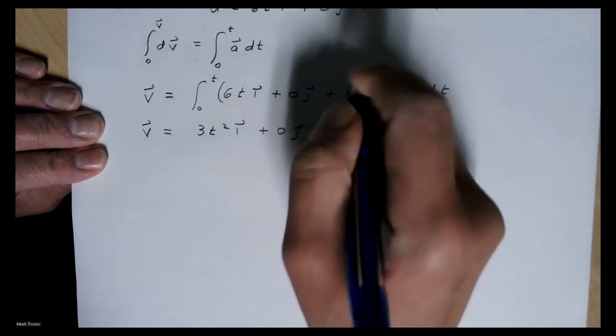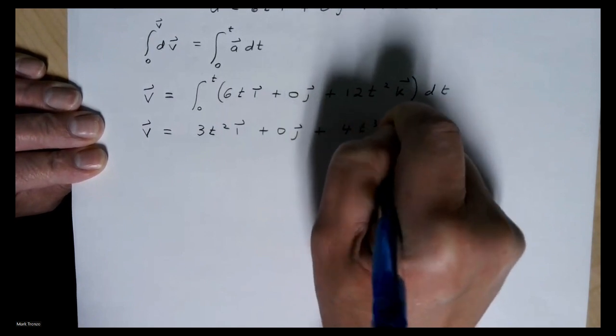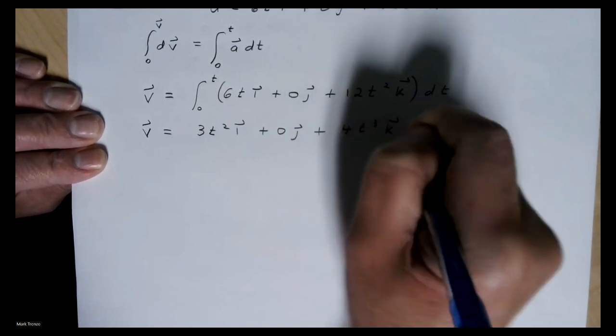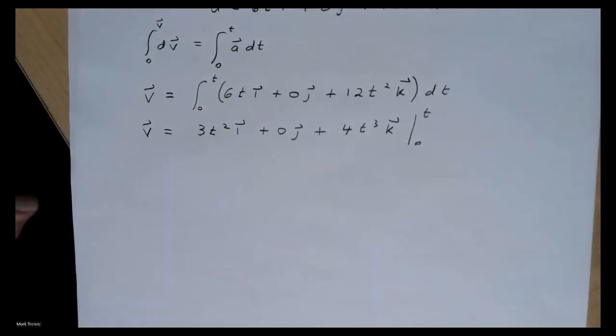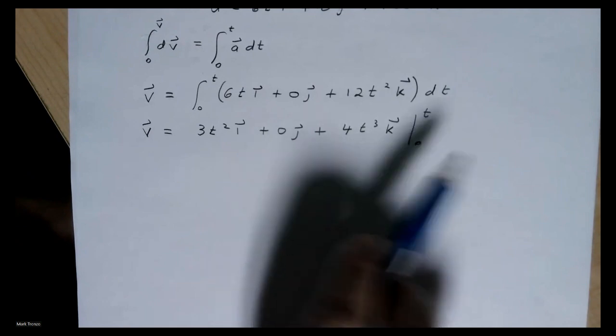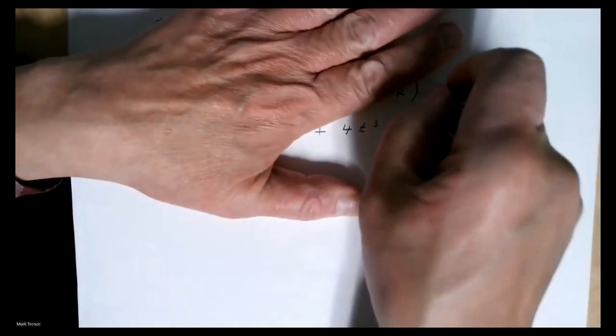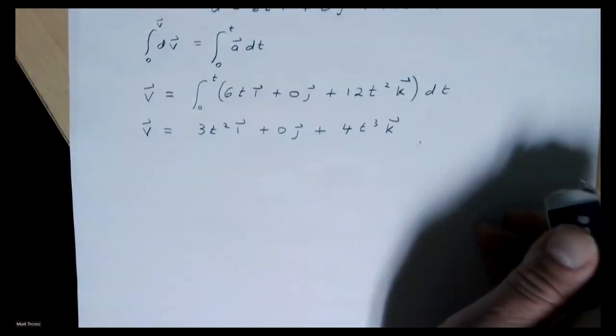And over here, this will be what? 4t cubed k. And again, it's going to go from 0 to t. And so we're just going to replace t with t, and the lower bound is 0. So we can even just skip that step because we're going to end up with the same thing.